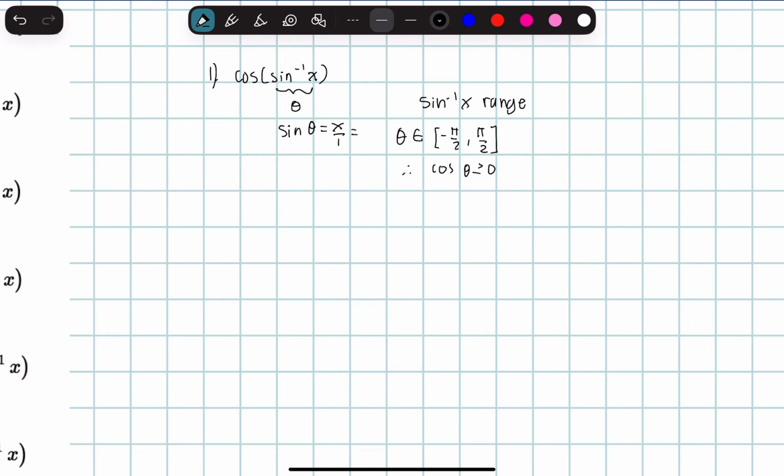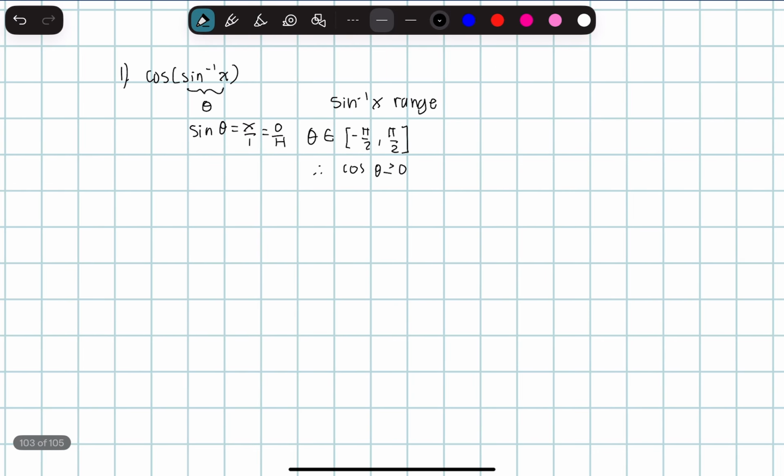That's opposite over hypotenuse. So now you can create a right triangle. With this right triangle, the opposite is going to be x, and the hypotenuse is equal to 1. And the adjacent, we don't have that. So how do we get that? We use the Pythagorean theorem.